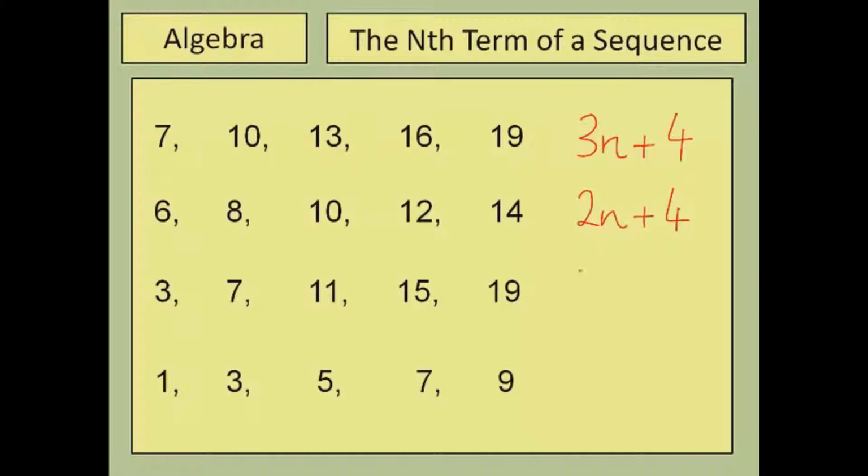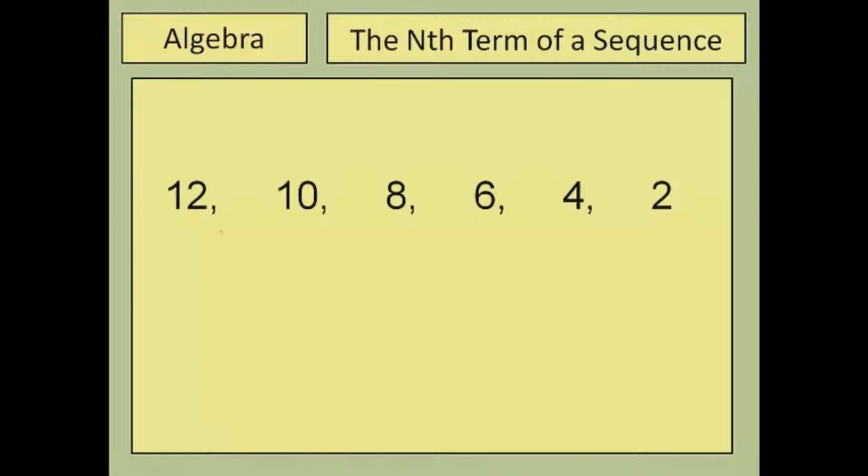The next one here is a 4n sequence because it's going up in 4s, and it's 4n take away 1, because if you take away 1 from all of the 4 times table numbers you get these. And the final one is 2n because it's going up in 2s, and take away 1, because if you take away 1 from 2, 4, 6, 8, 10 you get 1, 3, 5, 7, 9.